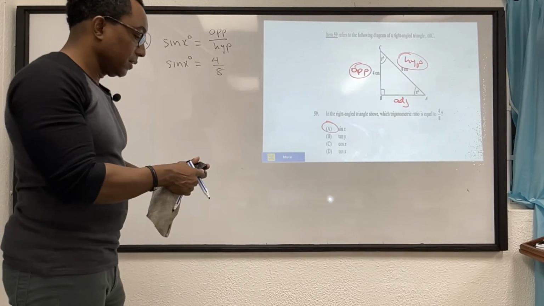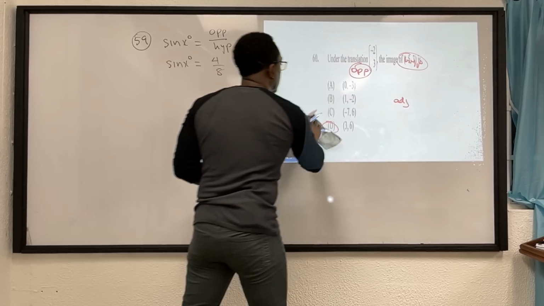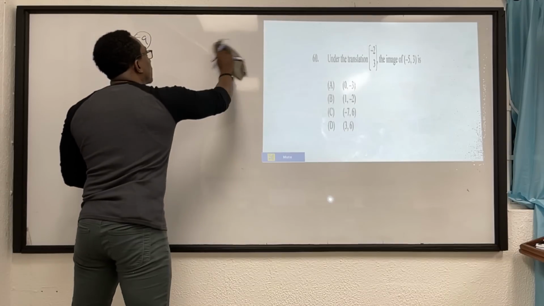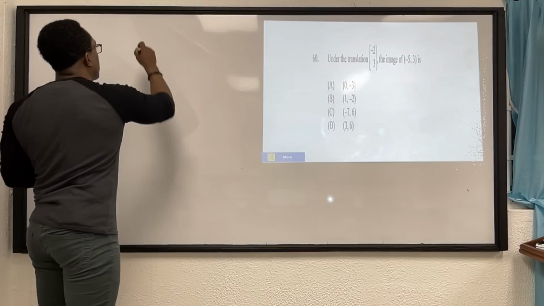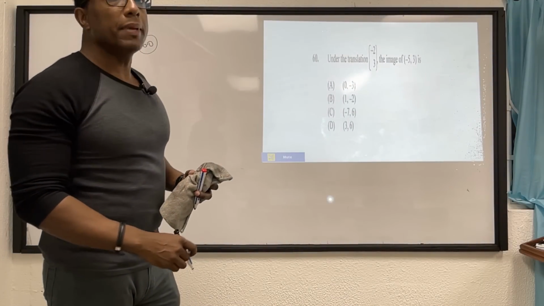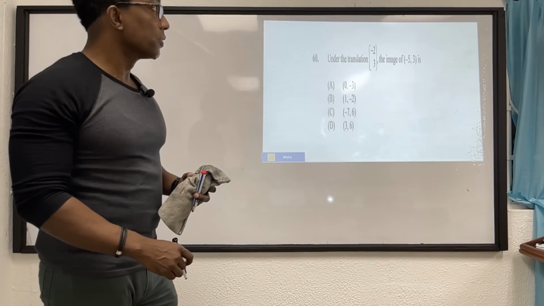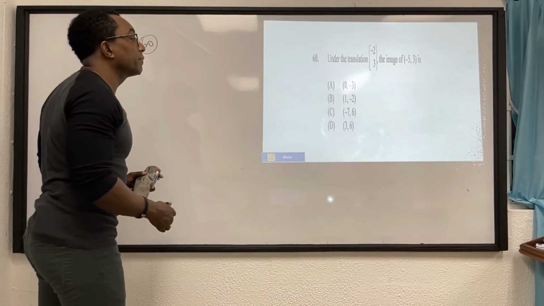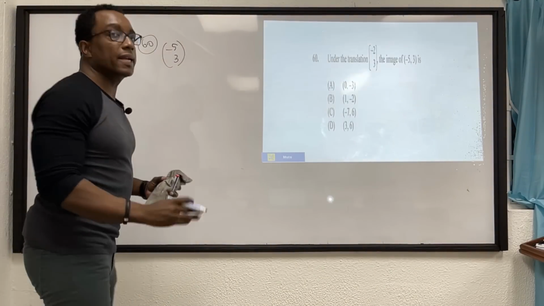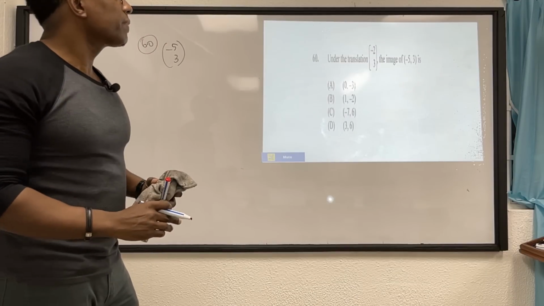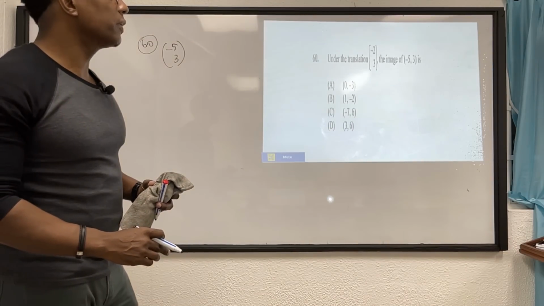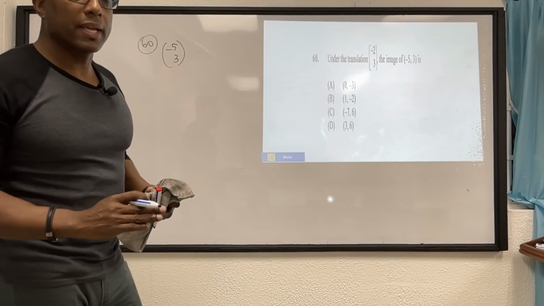And the last question, 60. Under the translation (-2, 3), the image of (-5, 3) is. So this here is a transformation. We have the object point, which is (-5, 3). I write that as a column vector. And under the translation, what is the image of that point? Our translation as a column vector as well is (-2, 3).